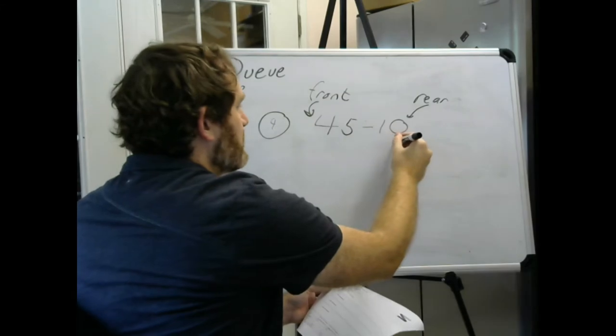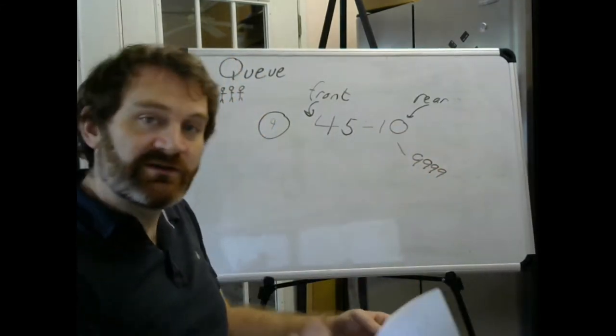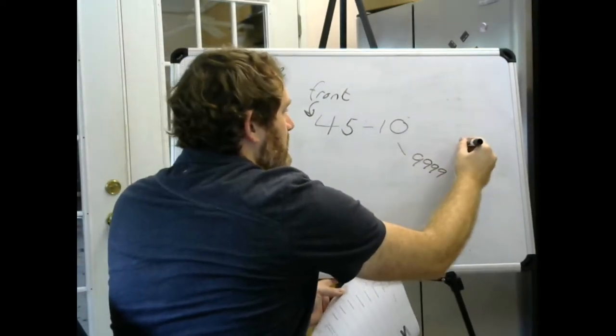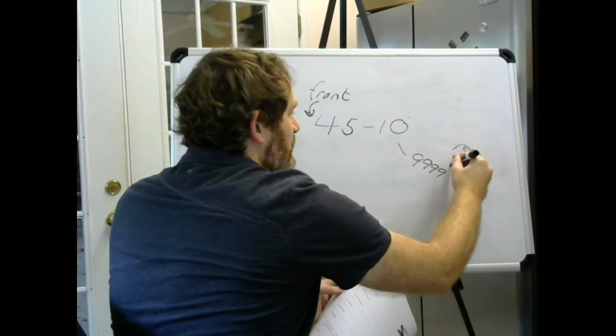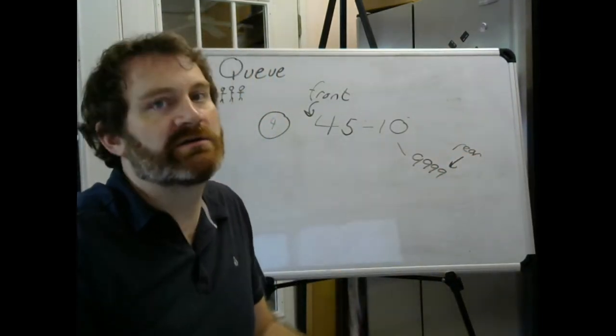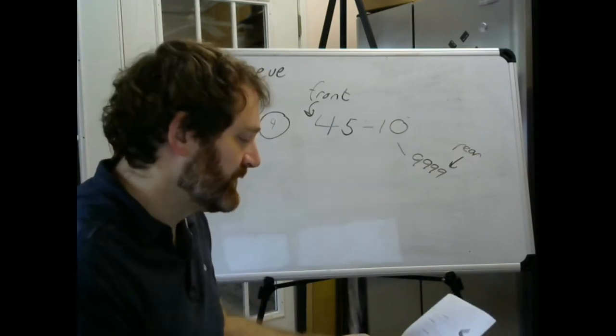Number four, NQ 9999. So I'll draw it down here. It doesn't matter, but there is an ordering. And we have to update where the rear is. I always NQ at the rear of the queue. NQ happens at the rear.